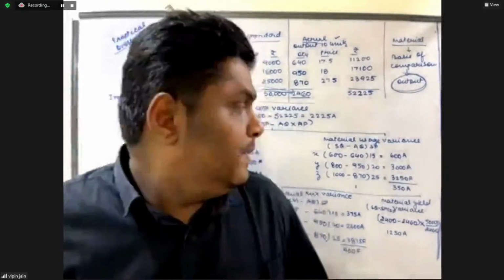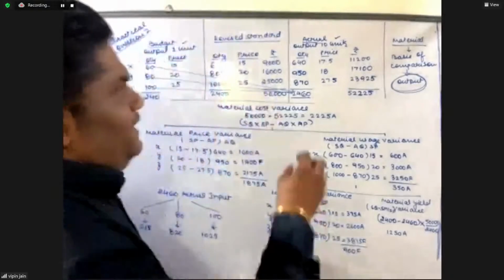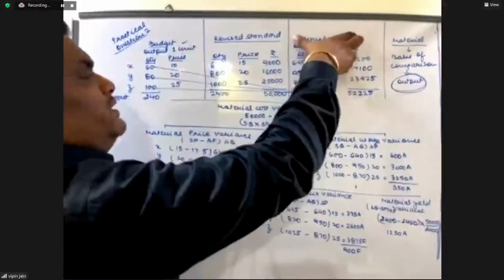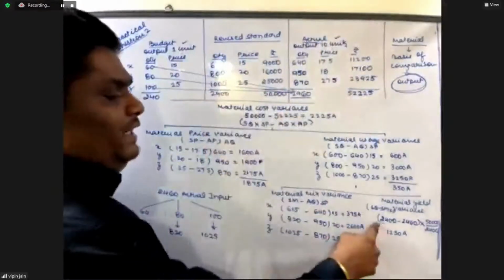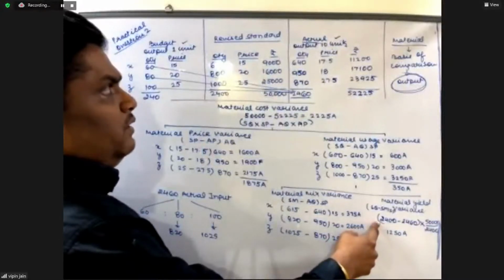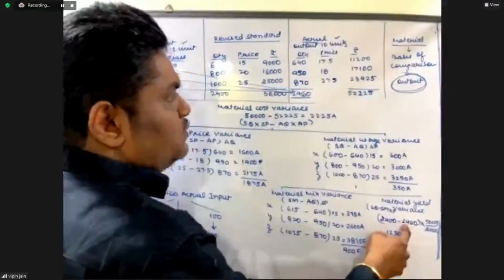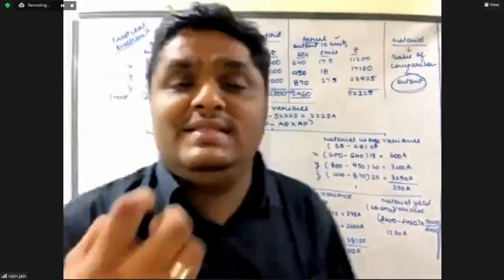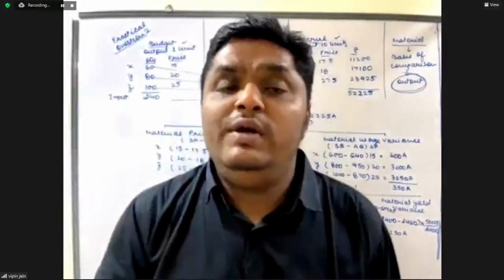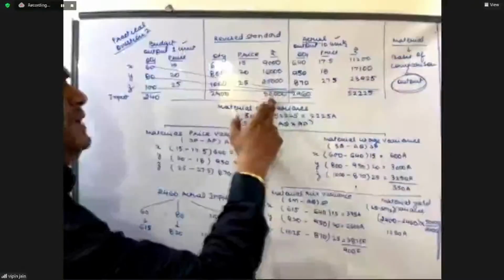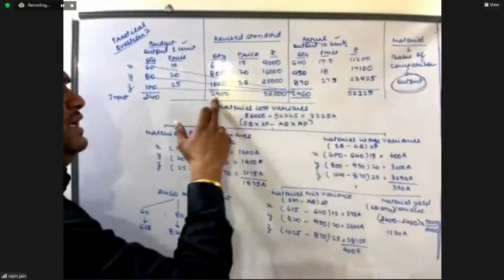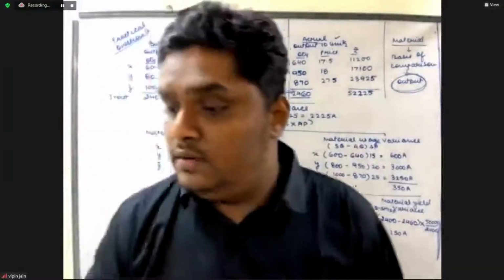So, Bhumika, when talking about material yield variances, these 10 units should be manufactured using 2400 units of input. But to manufacture these 10 units, the total input was 2460. That is 60 units extra. Average price, that is 50,000 divided by 2400.